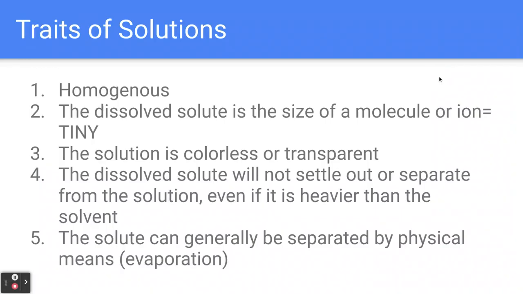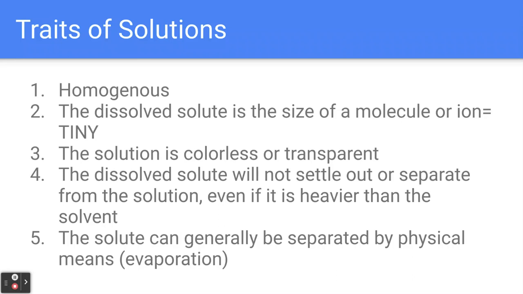Now, here are the traits of solutions. They're homogeneous, meaning that you have your particles mixed evenly throughout. The dissolved solute is the size of a molecule or an ion. So essentially what that means is that whatever you're dissolving into the solution must be incredibly tiny. It needs to be on the size of a group of atoms or an atom all on its own as an ion. So incredibly tiny.